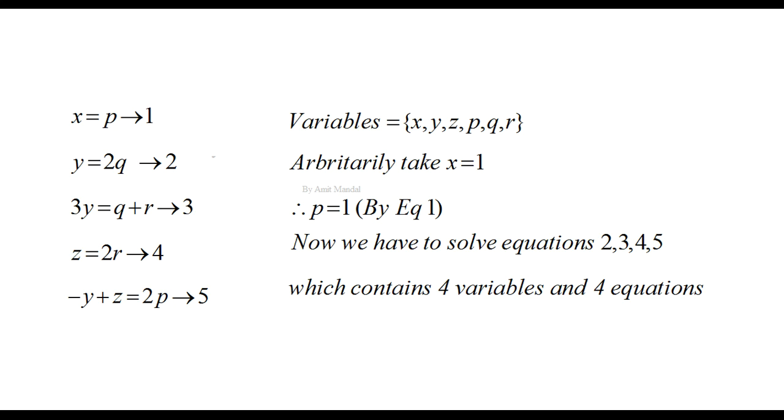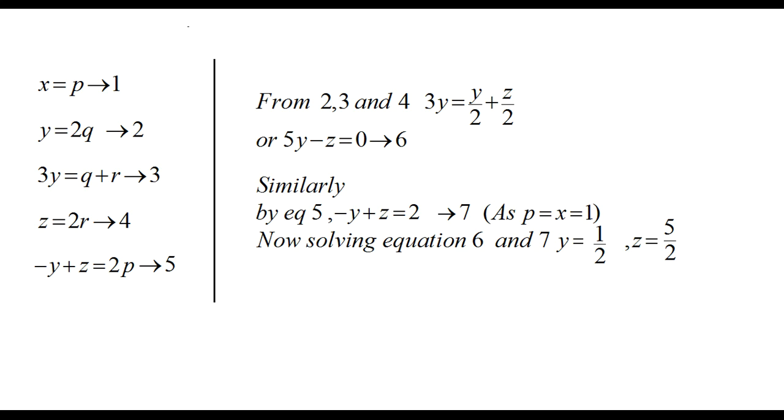For example, suppose we take x = 1. We can take any other variable also with some value, but here suppose we take x = 1. In that case one variable is dropped out. So now p is automatically equal to 1. So the values of x and p are known. Now we have only 4 equations, 2, 3, 4 and 5, which have only 4 unknown variables. So we can solve those simultaneous equations.